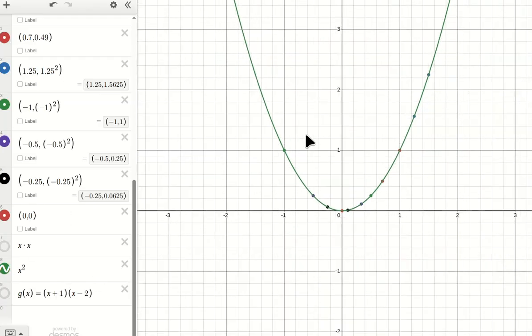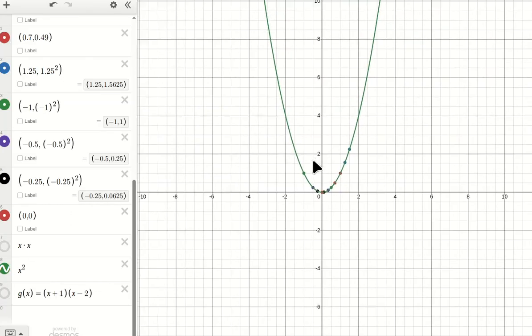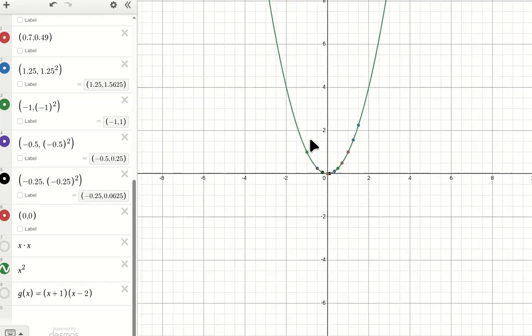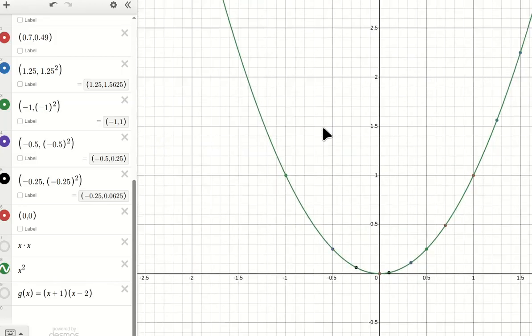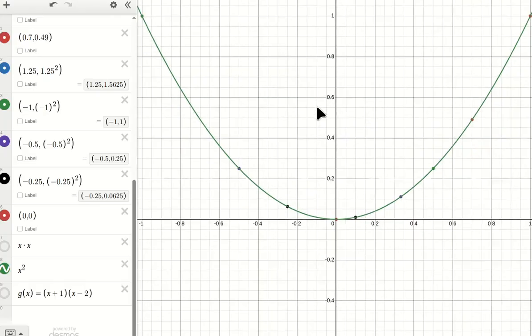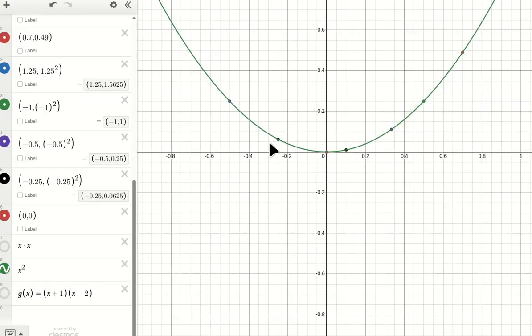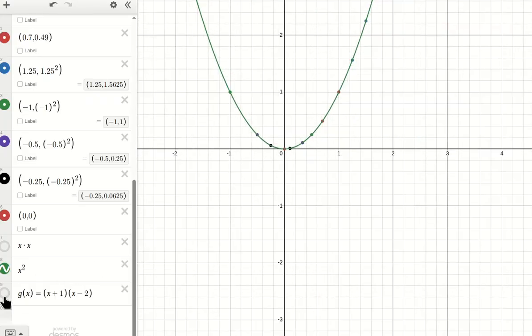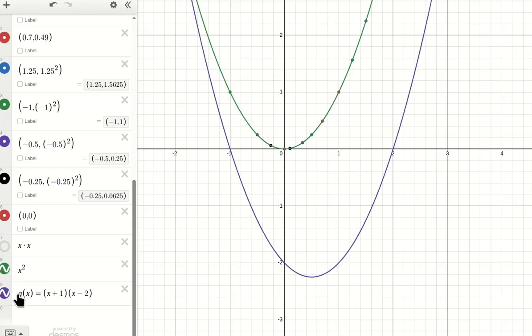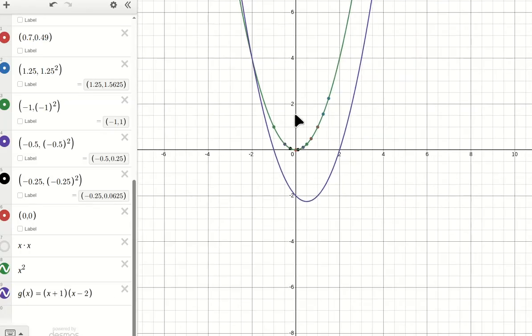So if I zoom out a bit with x squared, you can see it's this sort of thing called a parabola. And if I zoom in, it's nice and curved and smooth at the bottom as it goes through 0. And if I draw this other one, this g of x, which is x plus 1 times x minus 2, a different machine, a different function, then of course I get a different graph, but it's also a parabola. It's the same kind of shape, but just moved around in different places.